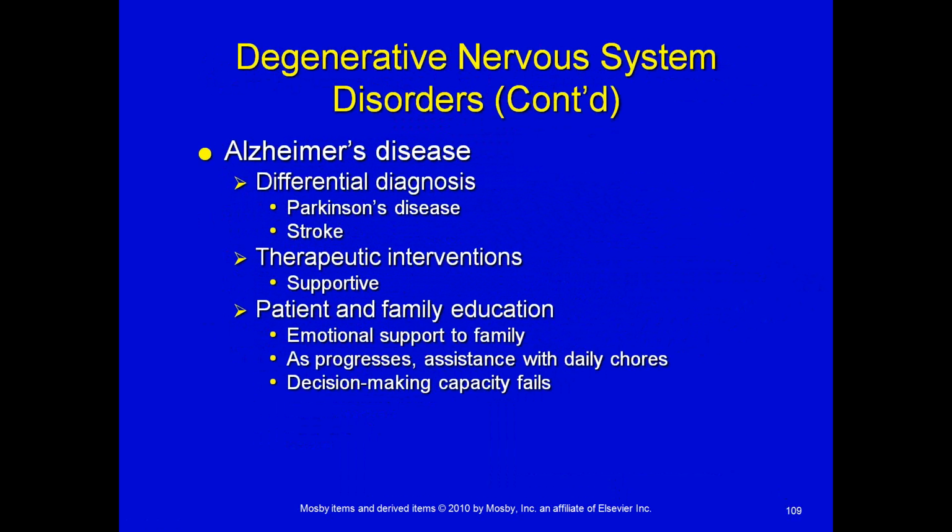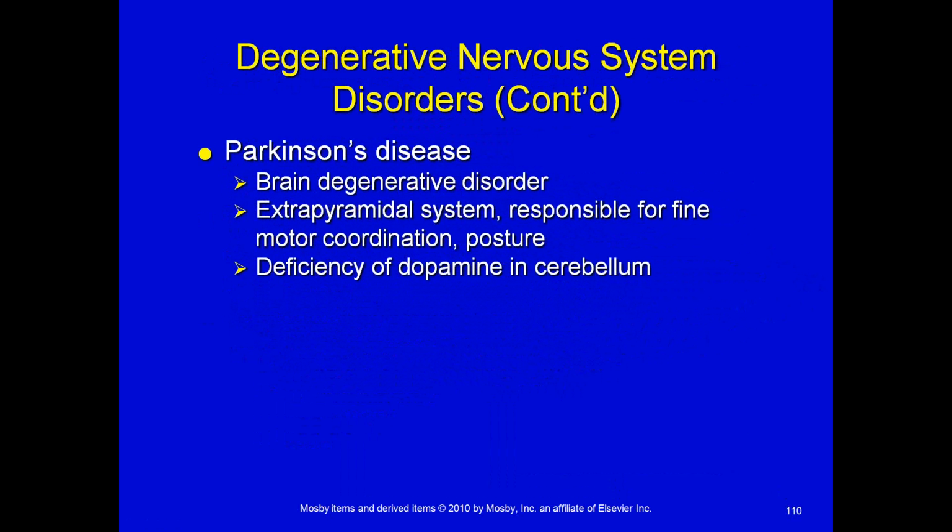Patients and family certainly need emotional support because it's very difficult to watch a loved one progress to the point where they now need assistance with daily chores. They need assistance in making everyday decisions from how to dress, what to eat, where they are, who they are, those sort of things.